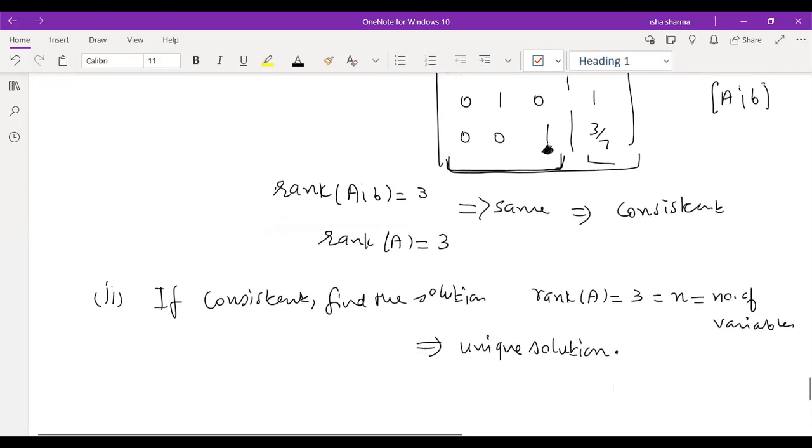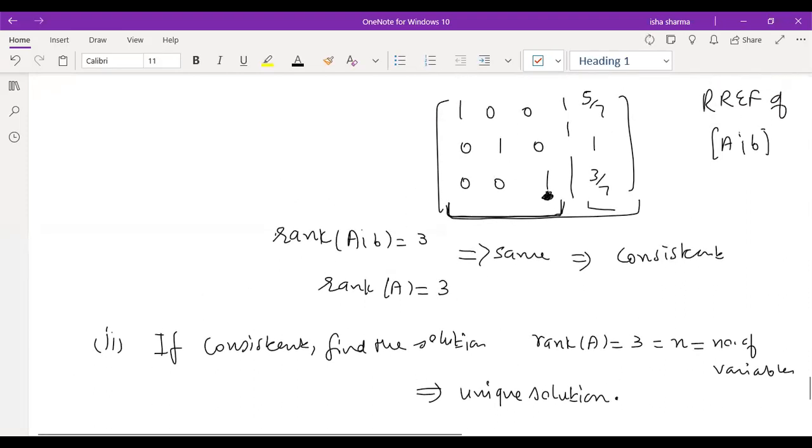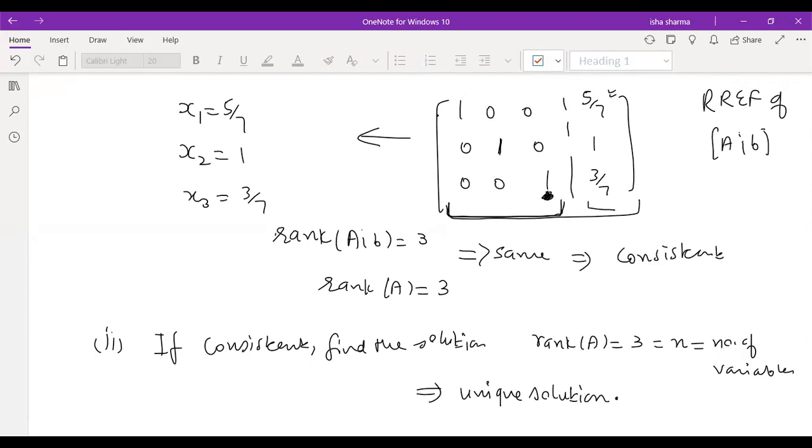And now what is the solution? The solution is simply this. Where is the solution? This is the solution. Now, if you transfer it back, the same way I explained for homogeneous, make equations from here, then you will have the equations x1 is 5/7, because now this is the right hand side, right? It's not the variable, it's the right hand side. So x1 is 5/7, x2 is 1, x3 is 3/7. You see, you don't need to do anything. Just read the last column of this augmented matrix once you have already converted it into RREF.